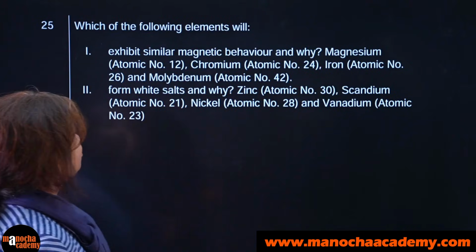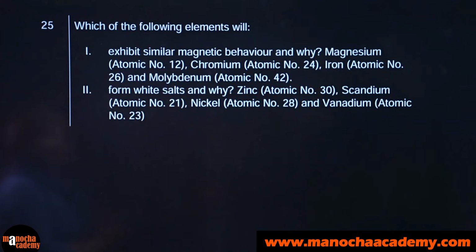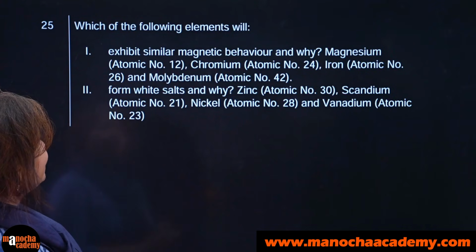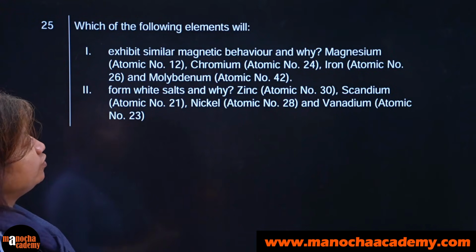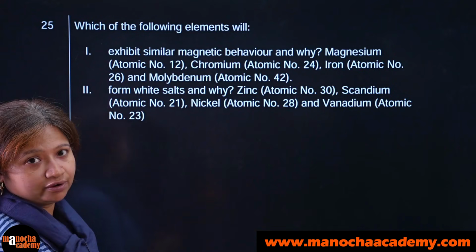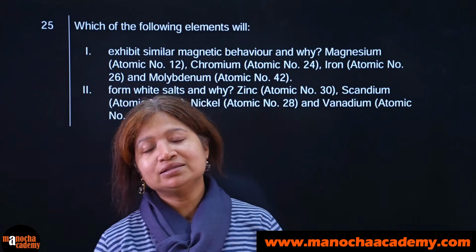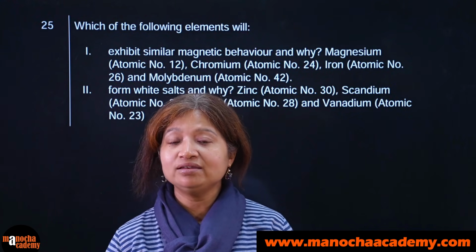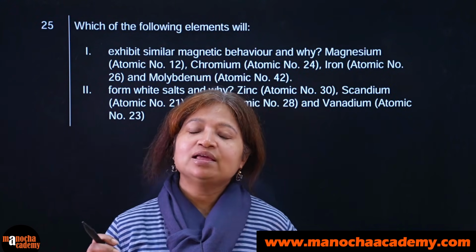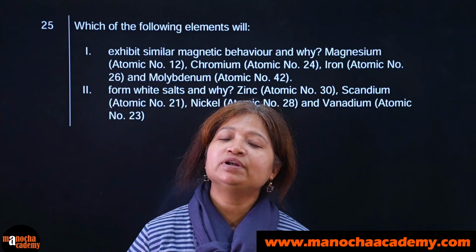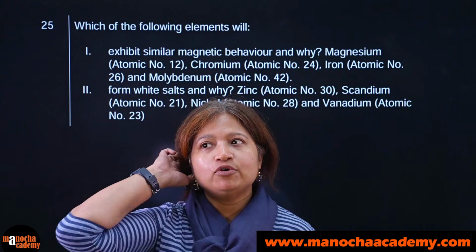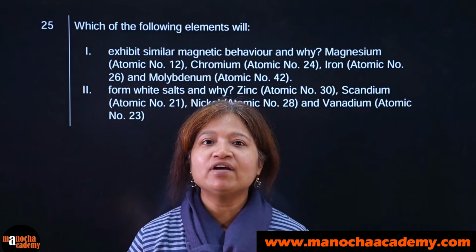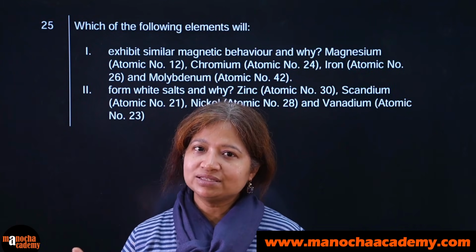Okay. Now here is a question taken from D block elements. See, which of the following elements will exhibit similar magnetic behavior and why? Now here by similar magnetic behavior, if you look at the question very well, you will understand that they are meaning not paramagnetic or diamagnetic. You have to find out, even if it's paramagnetic, that means it is having unpaired electrons. But if a particular ion is having, suppose, 2 unpaired electrons, another one is having 5 unpaired, will the paramagnetism be the same? Of course not.